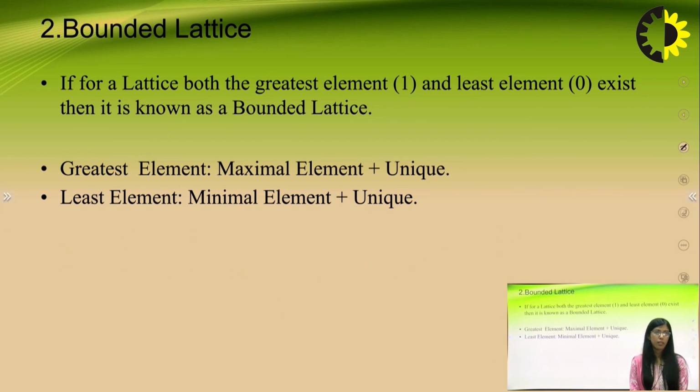Second one is the bounded lattice. If for a lattice both the greatest element and the least element exist, then it is known as a bounded lattice. What is the greatest element or the least element? First, the greatest element. It is the maximal element which should be unique. In the topic POSET, we know that multiple maximal elements can exist, but if we talk about the greatest element, then only one maximal element should exist. Same case with the least element. If there is one minimal element, then that element is known as the least element.